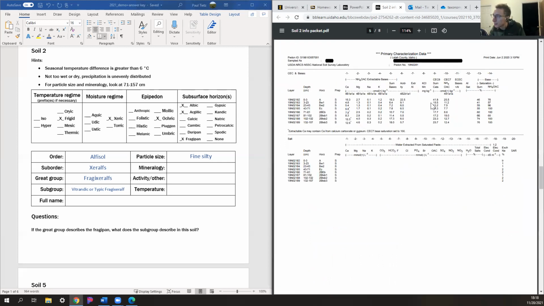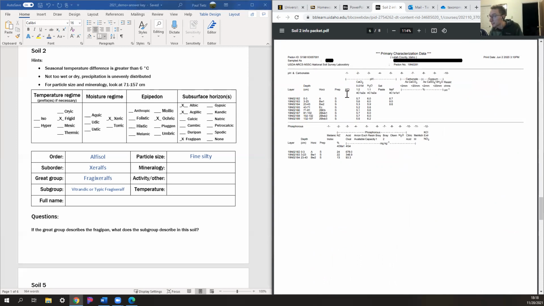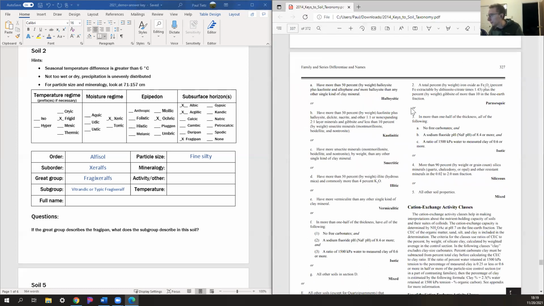That is going to be down a little bit, I think. pH and carbonates. Oh, hello. Do we have 5% carbonates? I'm not quite sure about that. Oh no, carbonate percent. Okay, right here is calcium. What is this? Calcium chloride. Okay, that's not calcium carbonate. Never mind. Carbonate is right there. There's nothing there. Don't worry about that one. Okay. NaF sodium fluoride 8.7, 9.0, 8.6. That's greater than 8.4. And a ratio of 1500 kilopascals water to measured clay of 0.6 or more.